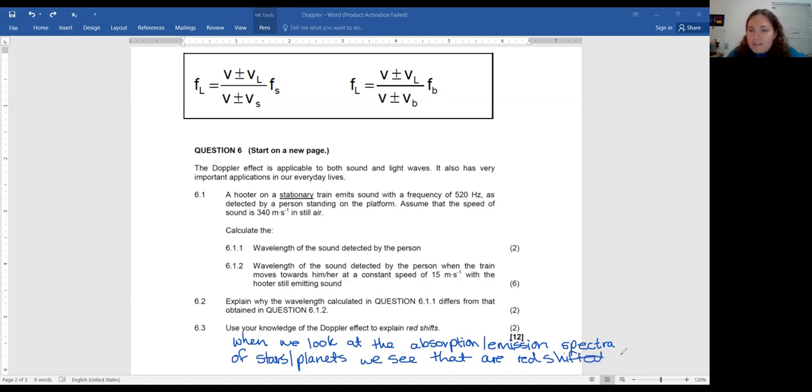Which indicates that they are a lower frequency. And then I'd say something about, according to the Doppler effect, this indicates that they are all moving away from each other, or that they're moving away from Earth. And since they are moving away, therefore we can say that the universe is expanding.